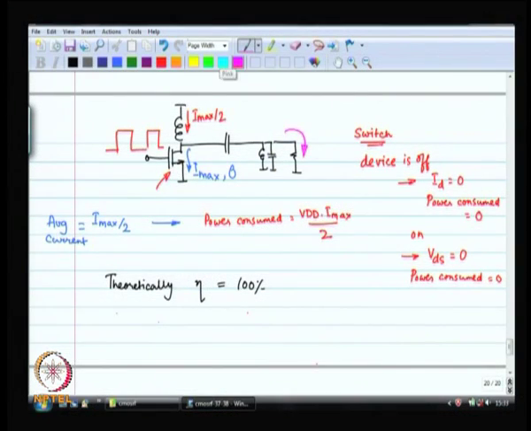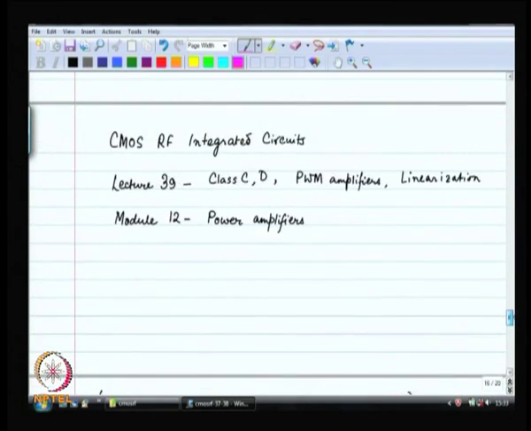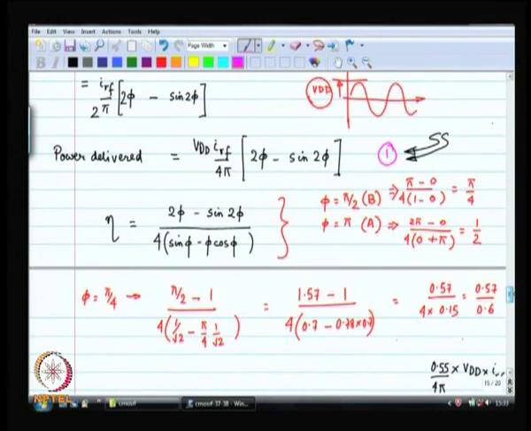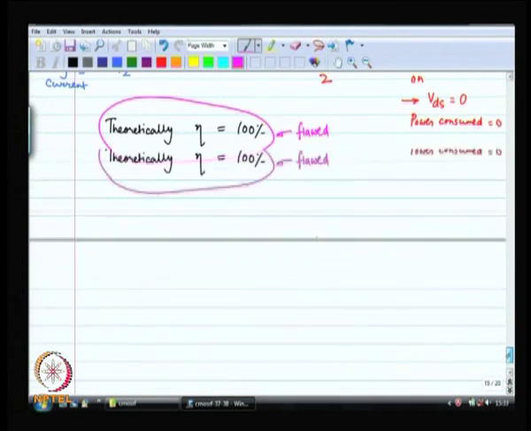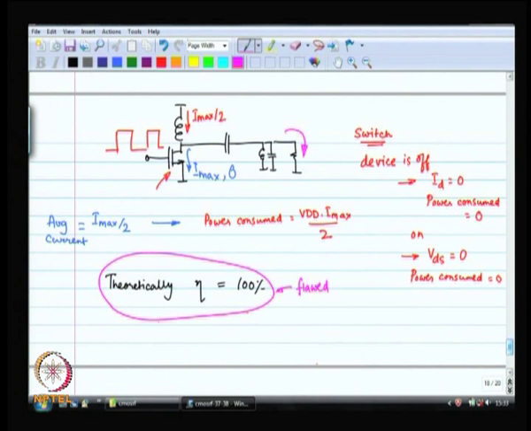So, even this statement that theoretically eta is 100% is kind of flawed. We have not done the Fourier analysis that we did before. We did not find out the fundamental portion of the current going into the load. How much is the fundamental portion? You can find out, it is a square wave, right.